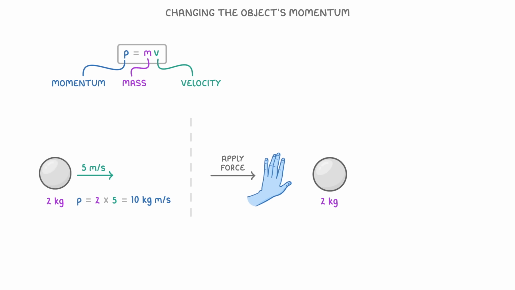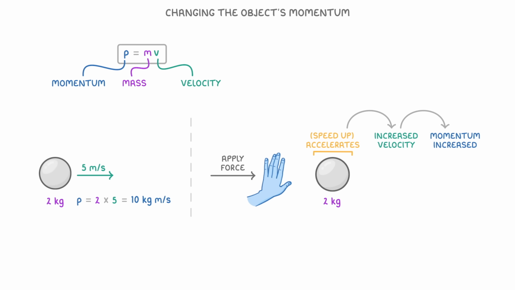If we then applied a force to it though, in the same direction as it was travelling, then that would cause it to accelerate and speed up. This increased velocity would mean that its momentum has also increased. For example, if it was now travelling at 8 meters per second, its new momentum would be 2 times 8, so 16 kilogram meters per second.